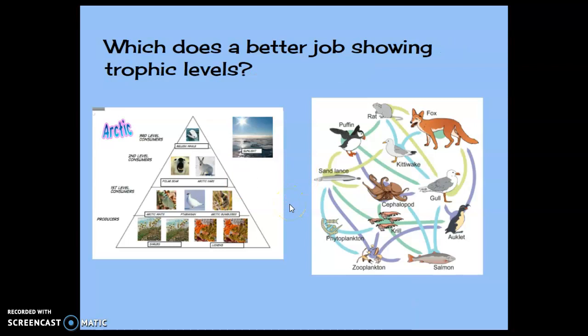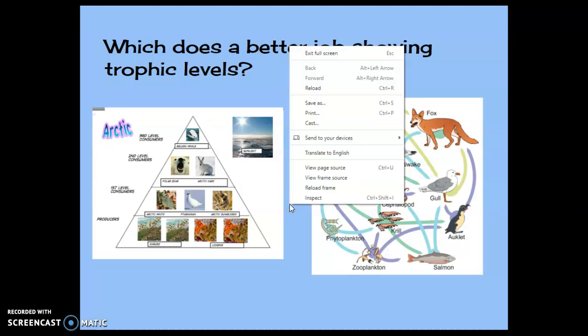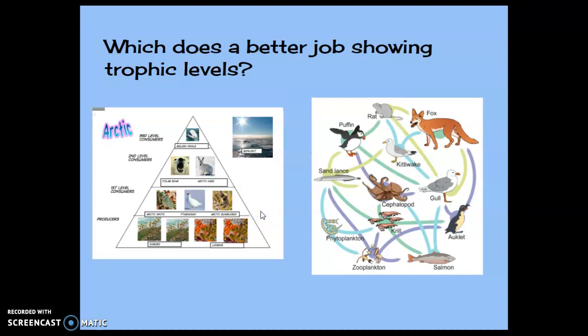Next, which does a better job of showing the trophic levels? That would be this one right here, the one on the left, which is an energy pyramid. It does a better job of showing the trophic levels. Sometimes they may have them all staggered, so they do show the trophic levels, but this one doesn't. This is more like a web.